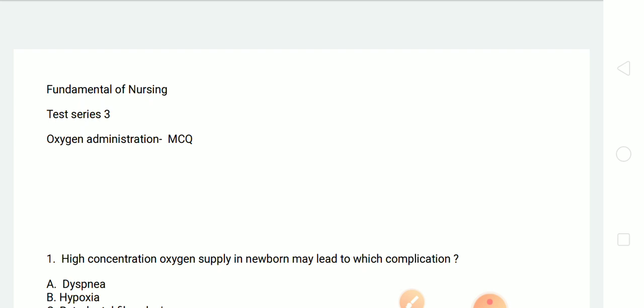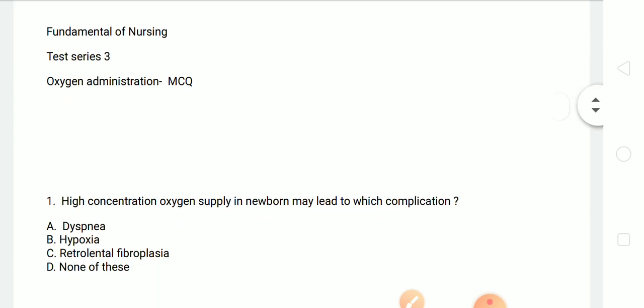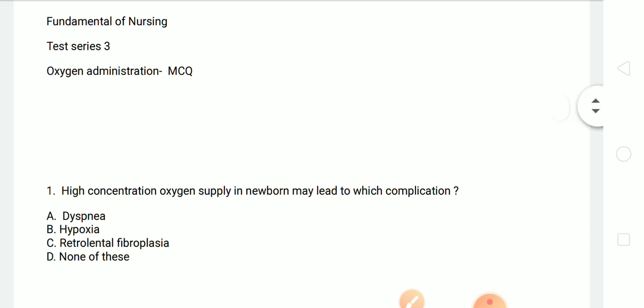Now the first question is: high concentration oxygen supply in a newborn may lead to which complication? In this question, the complication asked is from high concentration oxygen supply in a newborn or preterm baby. This is a very important question, and in previous exams it was asked many times.